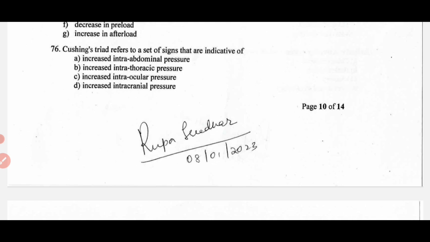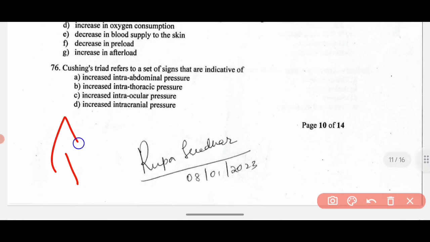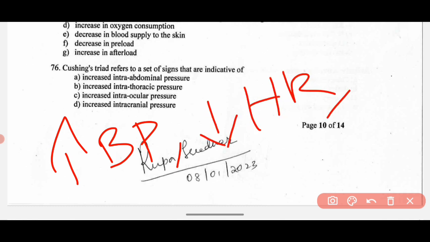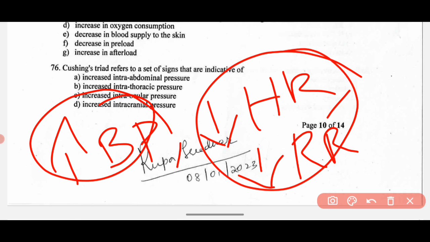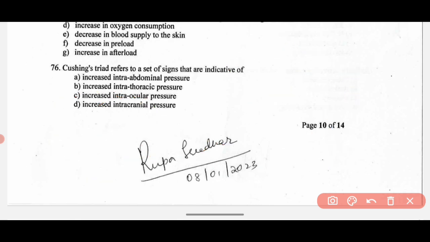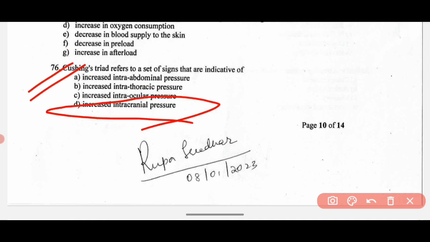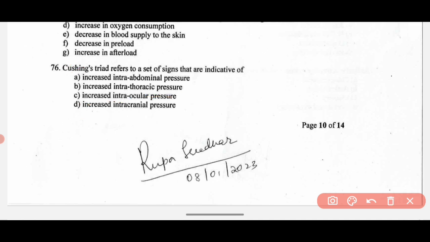If there is increased intracranial pressure because of meningitis or cerebral edema, whatever it is, then Cushing triad manifestations will be there. Triad means 3. What are the manifestations? Increase in the BP, decrease in the heart rate, decrease in the respiratory rate, or we can say irregular respiratory rate also. Together it is called Cushing triad, and it is seen in increased intracranial pressure. So for question number 76, the right answer is option D.